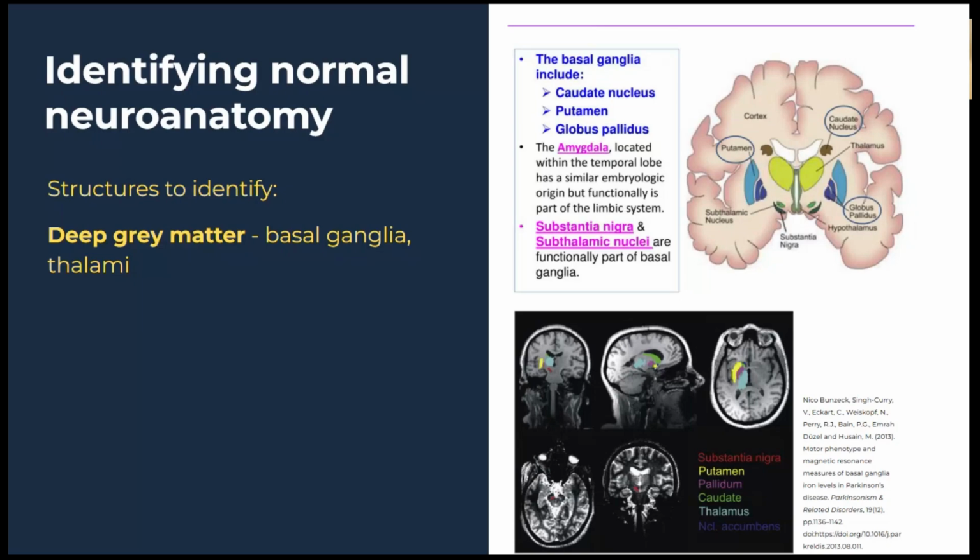And then I'll just quickly go over a few of the white matter structures as well.